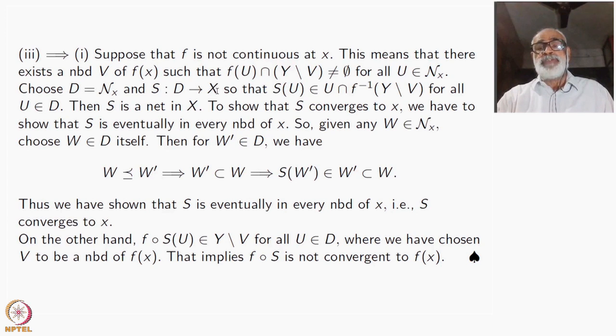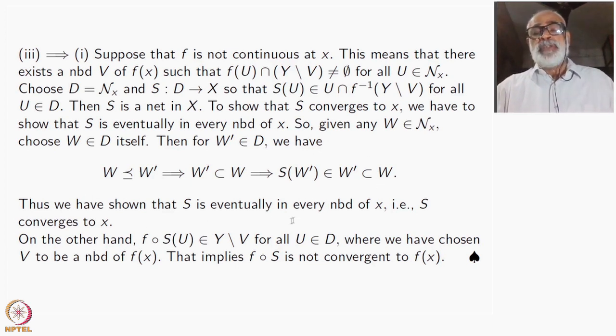So, what is the property of S? For each U inside D, D is nothing but N_x, S_U is inside U, but it is also inside f inverse of Y minus V, where V is fixed and U is ranging over all neighborhoods. To show that S converges to x, we have to show that S is eventually in every neighborhood of x. If W is any neighborhood, choose W itself; after that, W less than W prime means W prime is contained inside W. S of W prime is inside W prime by the choice, but W prime is inside W. So, eventually this entire net is inside W. Thus, we have shown that S is eventually in every neighborhood of x. This means that S is converging to x.